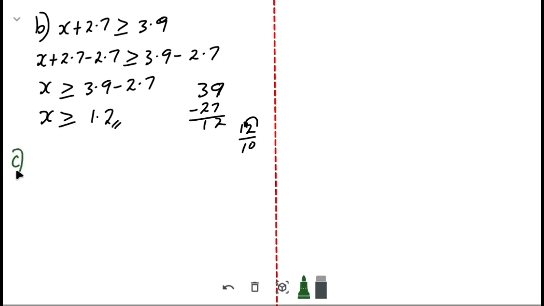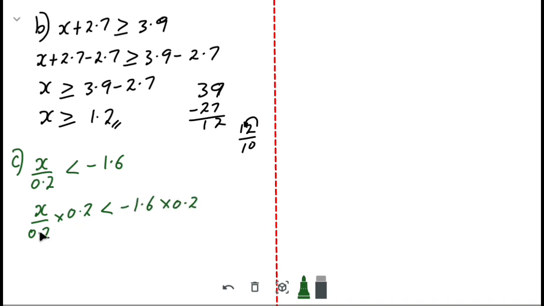The third question, C, says we should evaluate x over 0.2 less than minus 1.6. So in this case, to find the value of x, we multiply both sides by 0.2 so as to eliminate this 0.2 here. So we say x over 0.2 multiplied by 0.2 less than minus 1.6 multiplied by 0.2. So that 0.2 can cancel out here. So we have x to be less than minus 1.6 times 0.2.